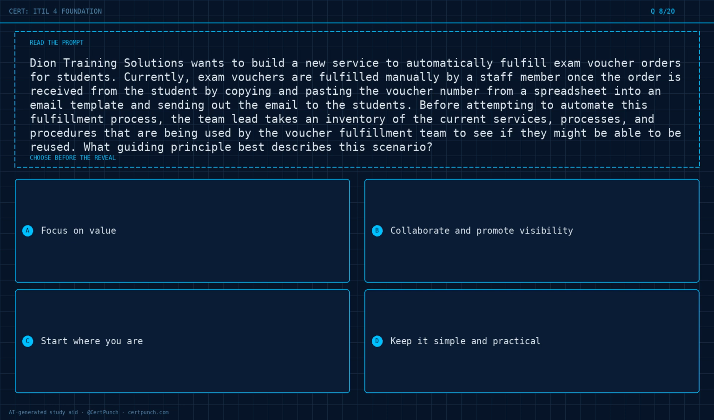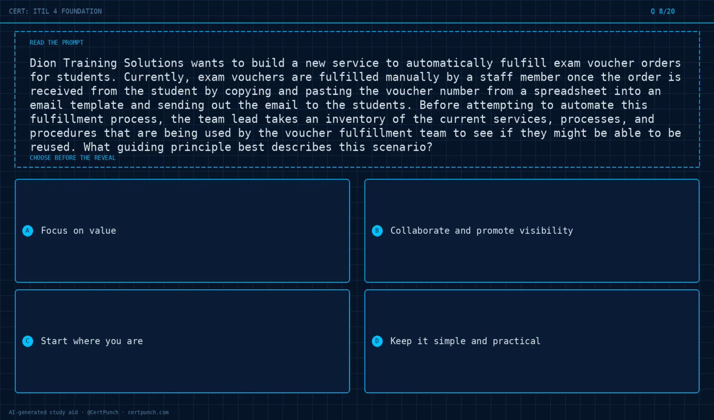Question 8 of 20. Dion Training Solutions wants to build a new service to automatically fulfill exam voucher orders for students. Currently, exam vouchers are fulfilled manually by a staff member once the order is received from the student, by copying and pasting the voucher number from a spreadsheet into an email template and sending out the email to the students. Before attempting to automate this fulfillment process, the team lead takes an inventory of the current services, processes, and procedures that are being used by the voucher fulfillment team to see if they might be able to be reused. What guiding principle best describes this scenario?